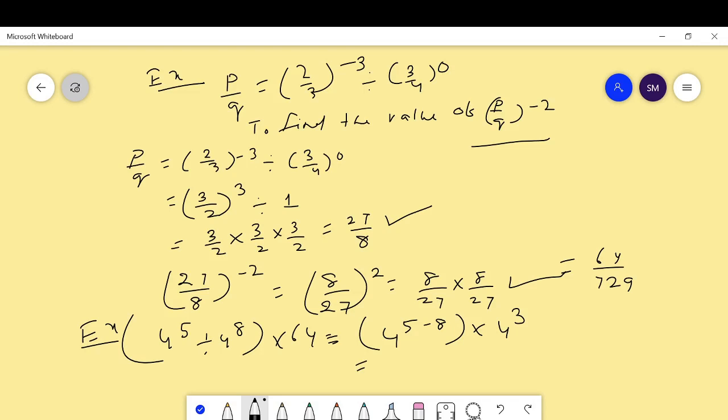Then here 4 to the power 5 minus 8 means 4 to the power minus 3, into 4 to the power 3. In case of multiplication, exponents get added. This is minus 3 plus 3, which means 4 to the power 0. The answer is 1. Here you get the answer is 1.